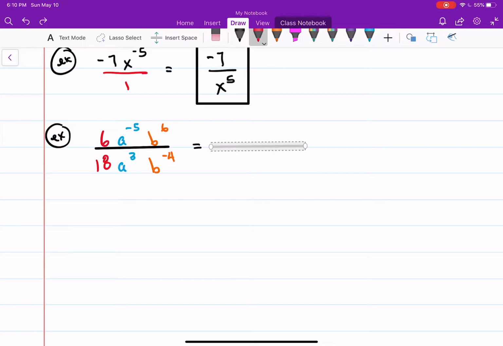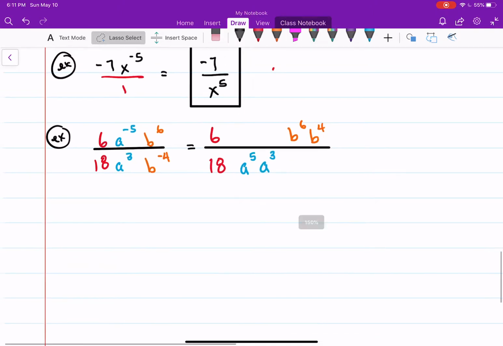So let me go back here. And let's just say that I'm going to just leave them because 6 has a positive exponent. The 18 has a positive exponent. Awesome. The a to the negative 5, the a has a negative exponent. So I want to bring the a to the negative 5 down to become a to the 5th. The a cubed is positive, so it likes being there. So we're going to keep it there. Let's look at b to the 6. B to the 6 likes being there. B to the negative 4th does not like being on the bottom, so we're going to bring it up top.